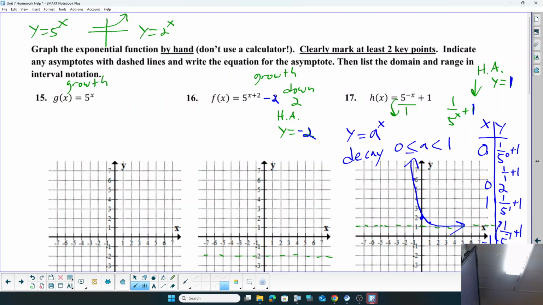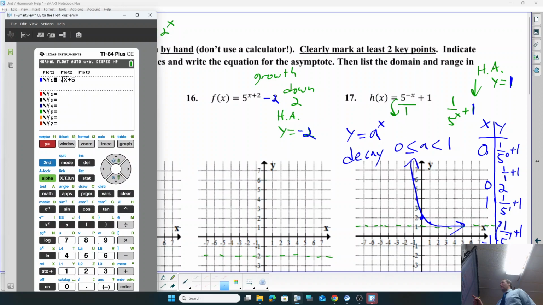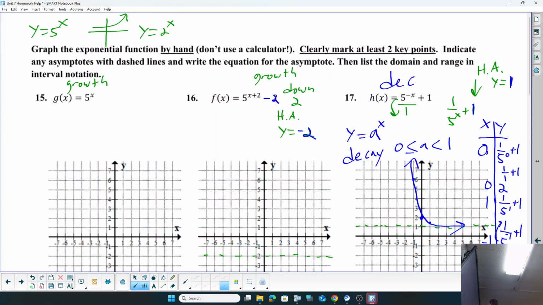Let me see what else we can say about that. So 1/5 to the x power, basically. Let me double check on that one, because I'm a little concerned about it, just because it's so weird. So I'm going to say 5 to the negative x power, and then we have a horizontal asymptote of +1. Yep, that's decay. So this one is decay.